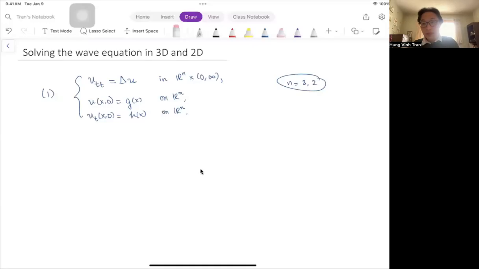Okay. For this lecture, we're going to talk about solving the wave equation in 3D and 2D. I wrote down the equation here as equation 1. Basically, it's just the basic wave equation, u_tt equals the Laplacian of u. And we are given two initial conditions because we have two derivatives in time. So we are given that u(x,0) equals g(x) and u_t(x,0) equals h(x). And we're going to work eventually with the cases in which the dimension is 3 or 2.